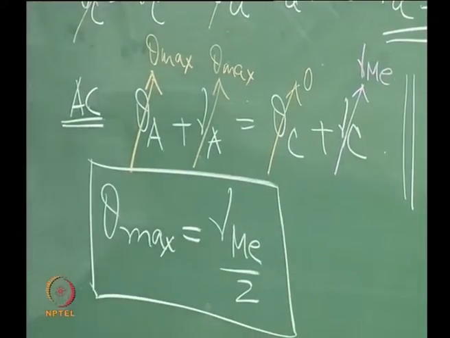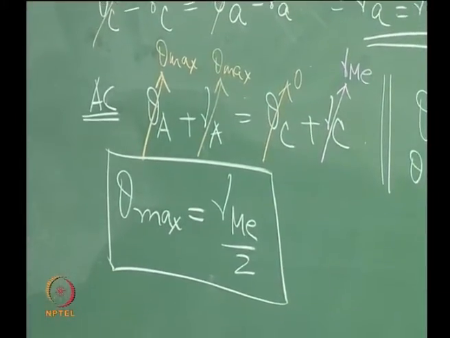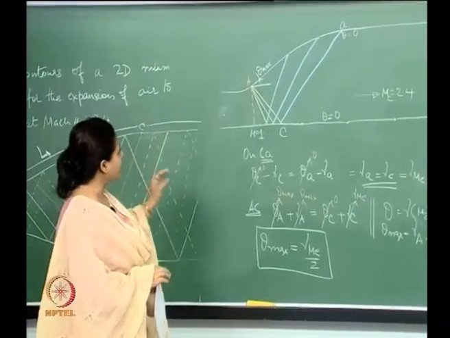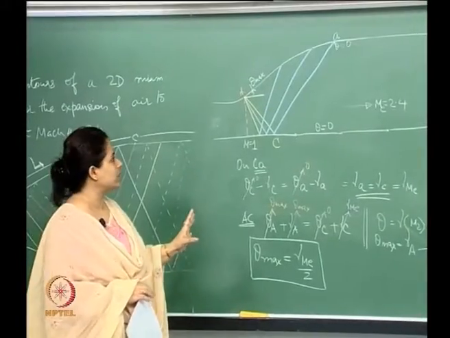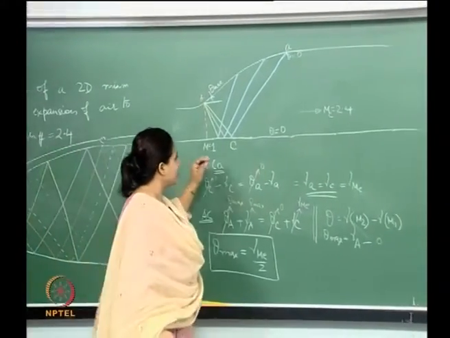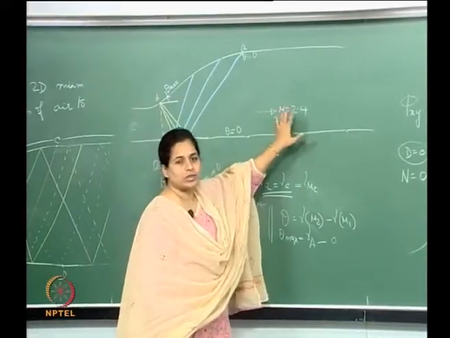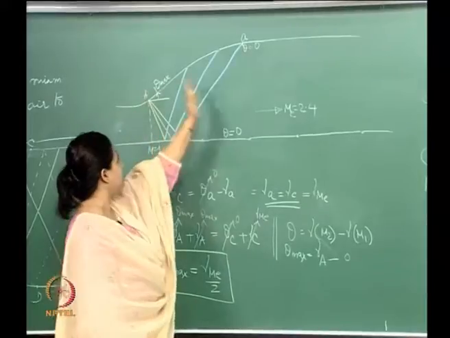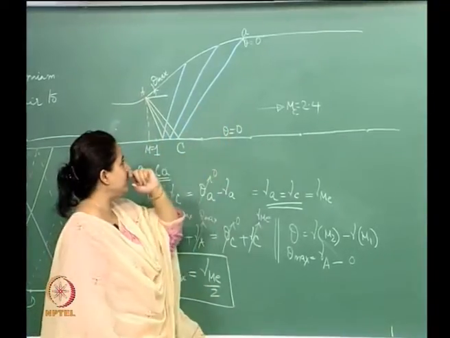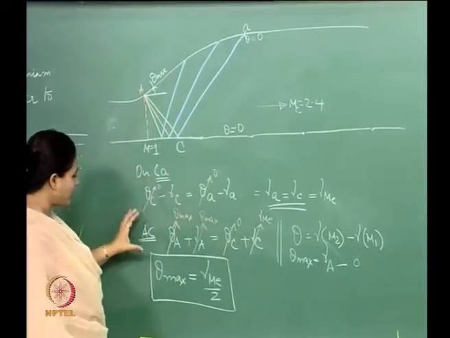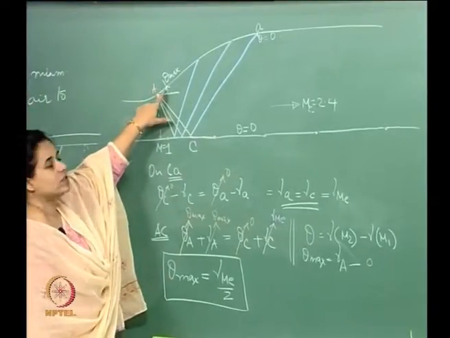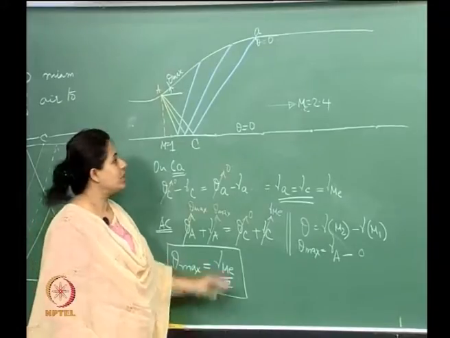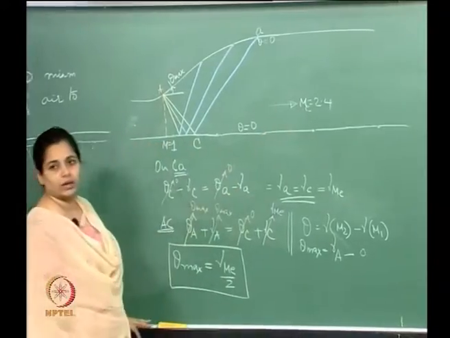So now let us take a step back and look at this. What we have found out using the compatibility equations is that, given the exit Mach number, which is all that we are given, how do we start out to design this nozzle? What we found out is that theta max, which is here, is equal to half the Prandtl-Meyer function based on the exit Mach number.